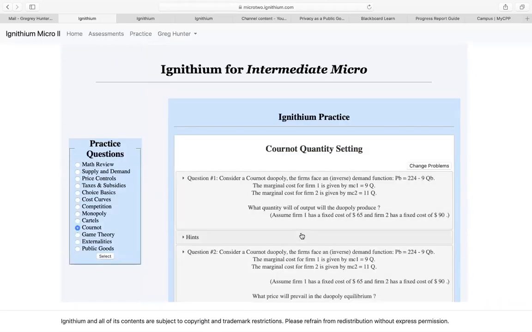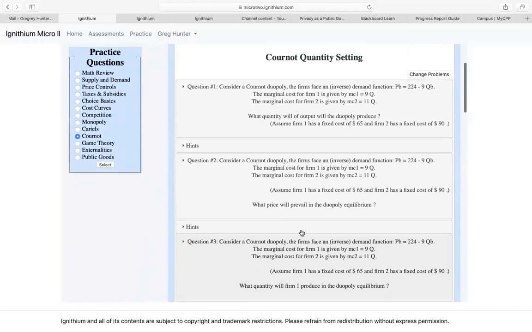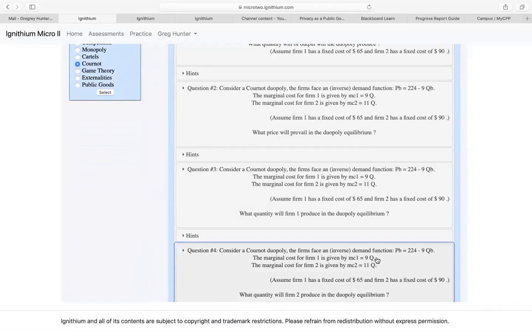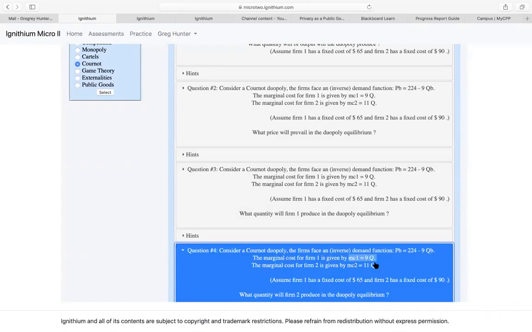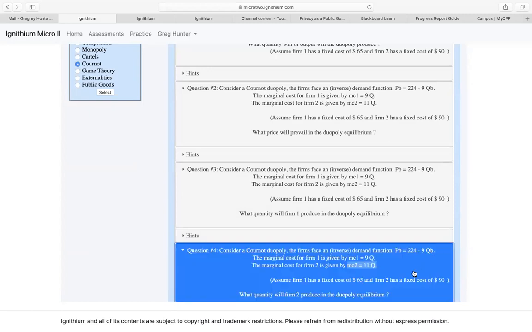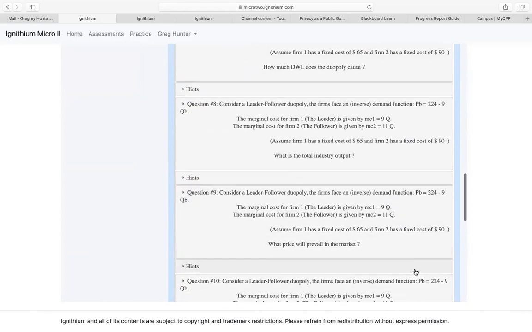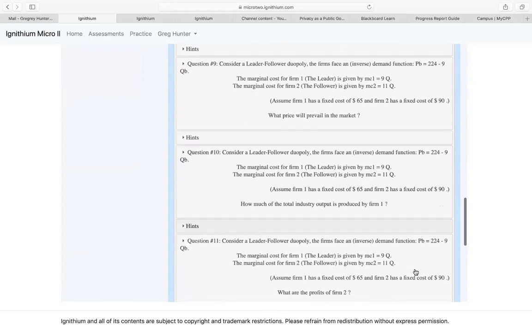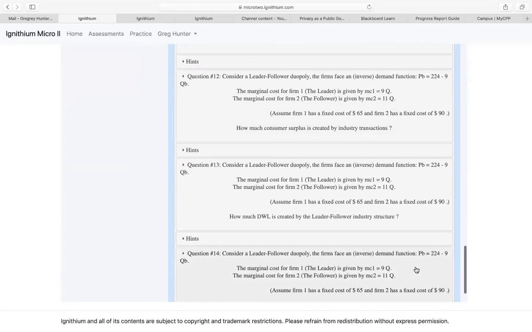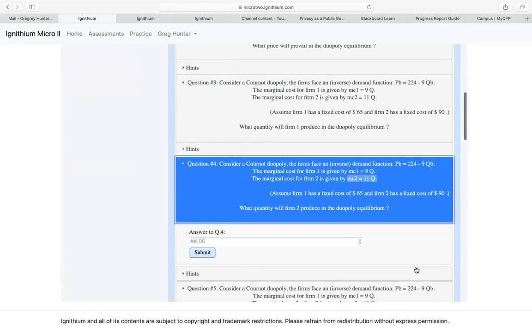Okay. So would we get to the Cournot, right? Notice we have these simpler marginal cost curves, like the ones that I was using in the illustration. Okay. And let's see. That's leader follower stuff. Okay, which we'll cover at the end.